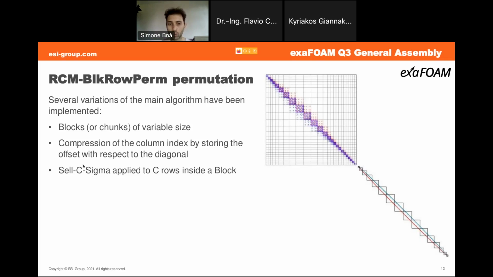Another variant we tried is to apply Sell-C-sigma inside each subblock. Basically, for each subblock, we identify C rows. C could be equal to the AVX register width, or to the number of threads if you want to go to GPU, but let's say it is a very small number. For the C rows, the values are reordered by column instead of being ordered by row, and by making this permutation inside the subblock, we can introduce vectorization more easily and more efficiently, for CPU and for GPU.